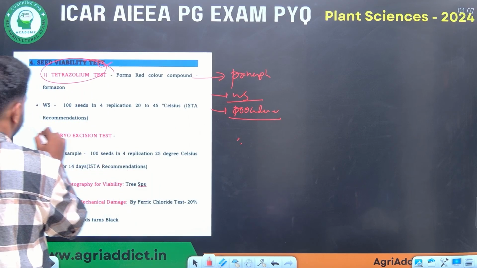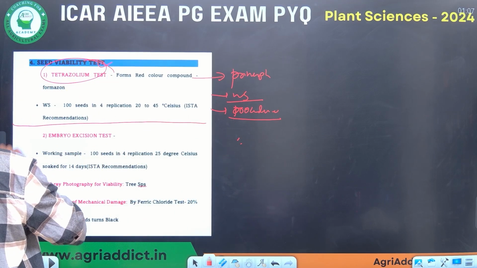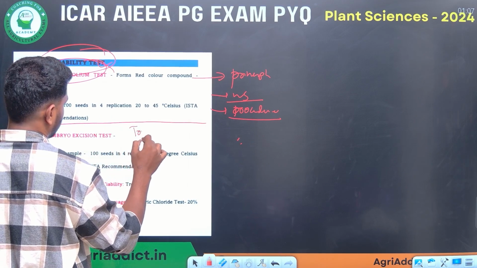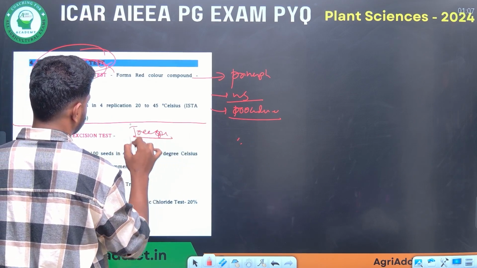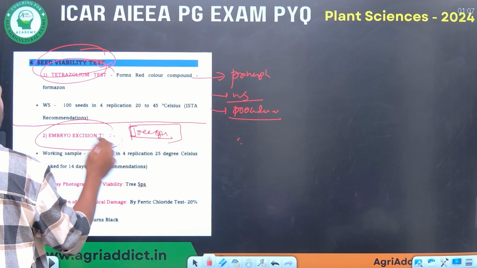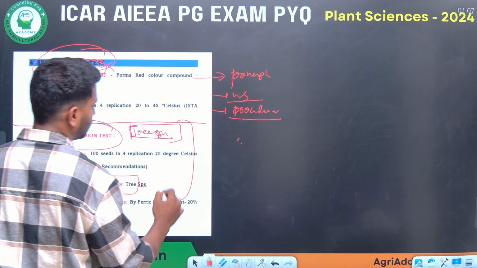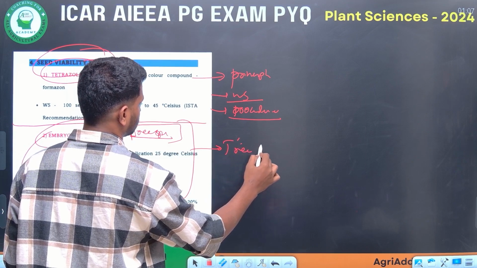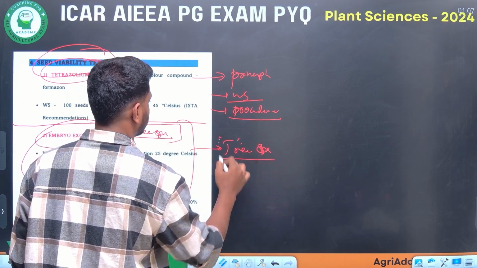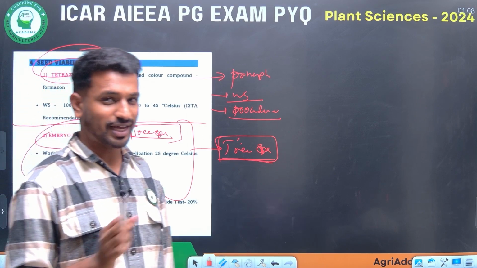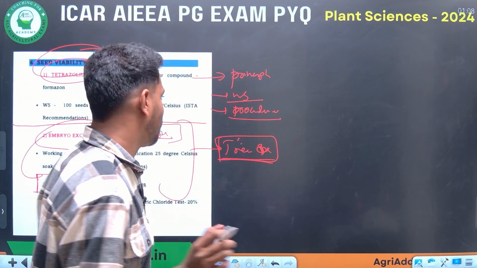And other than this tetrazolium test, which is the most common test used for measuring the seed viability, for tree species we have 2 different tests, which are the embryo excision test and the X-ray test. So this is specifically for the tree species. Remember, this is for the tree species. And I also told you the reason why it is for tree species in the class. So if you remember it, just comment on this video.